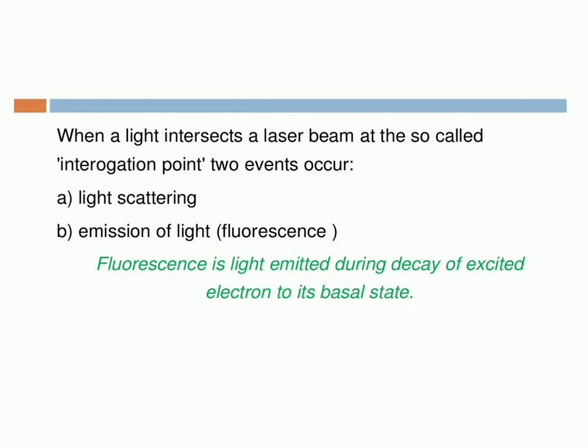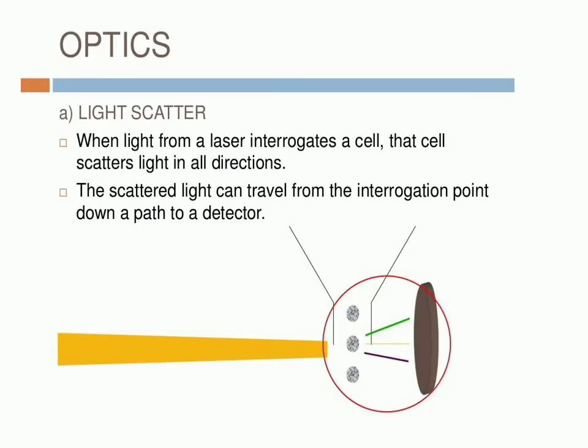When the light intersects a laser beam at the so-called interrogation point, two events occur. One is light scattering, the second is emission of light, fluorescence. Fluorescence is light emitted during decay of an excited electron to its basal state. Optics, light scatter. When light from a laser interrogates a cell, the cell scatters light in all directions. The scattered light can travel from the interrogation point down a path to a detector. In the picture we can see that.